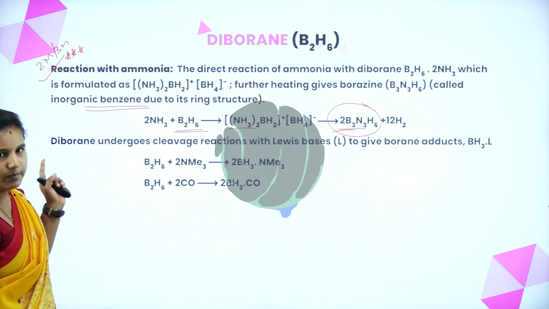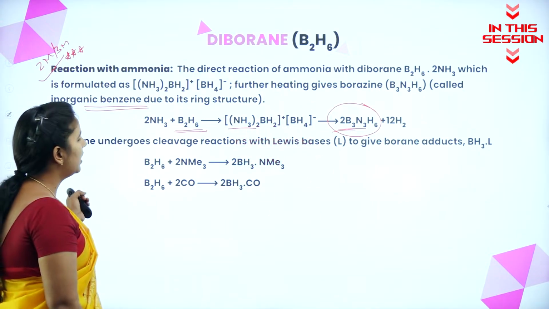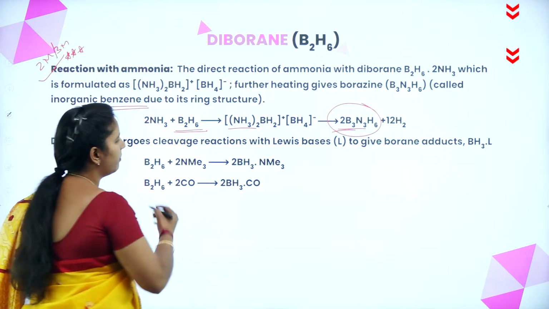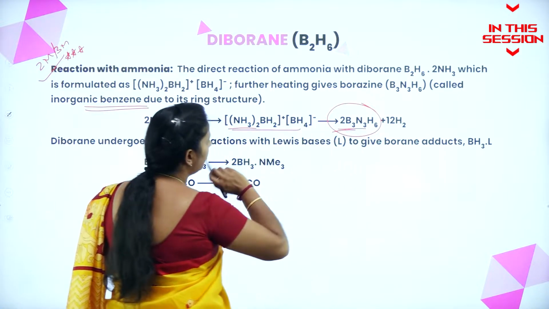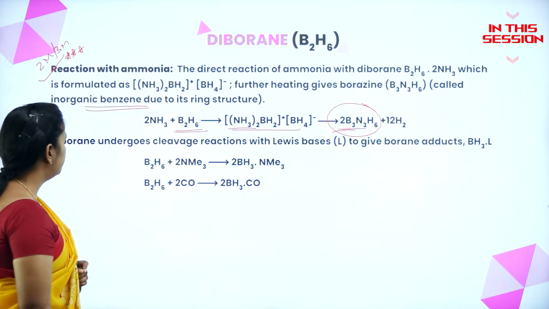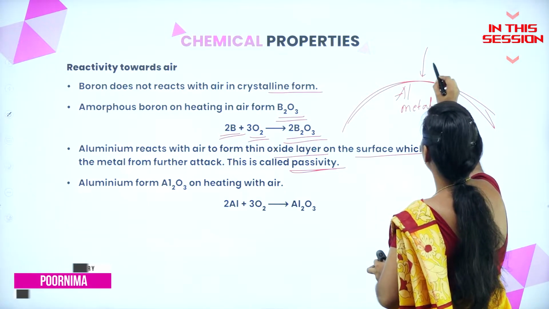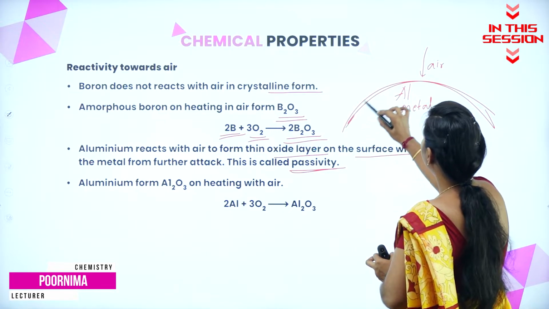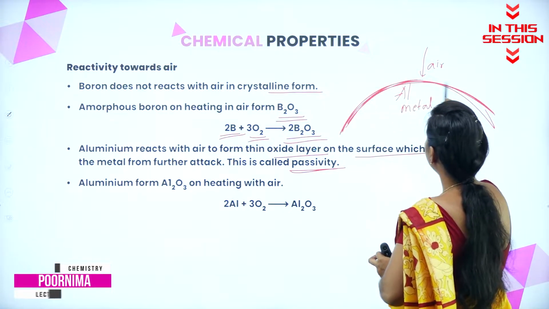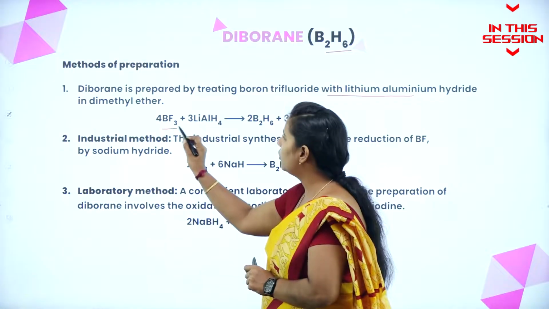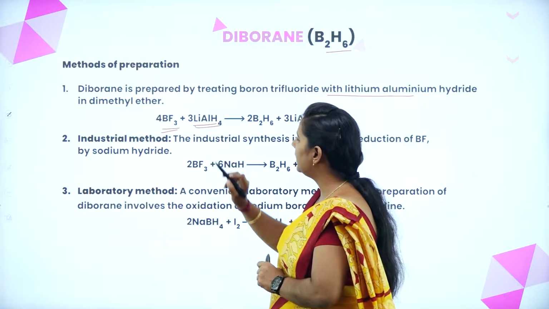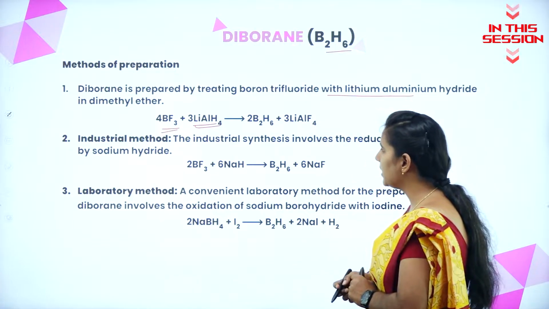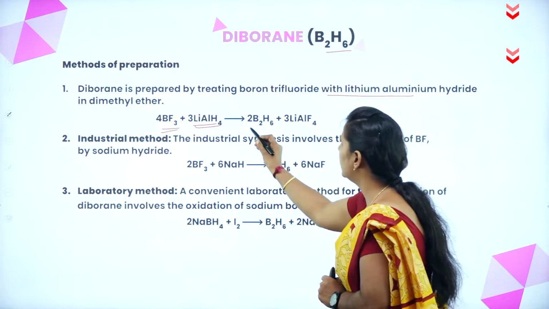What is inorganic benzene? Inorganic benzene is nothing but the reaction of diborane with ammonia, which gives rise to a complex compound, which upon further heating gives rise to inorganic benzene. If it is exposed continuously to the air, it reacts with atmospheric air and thereby forms a protective shield around the metal. Boron trifluoride, when treated with lithium aluminum hydride in the presence of dimethyl ether, forms what? Diborane.